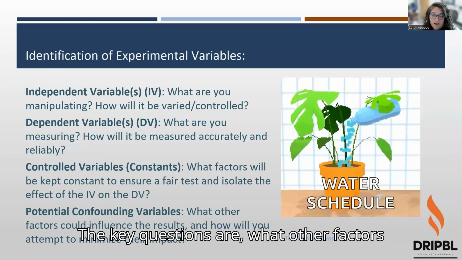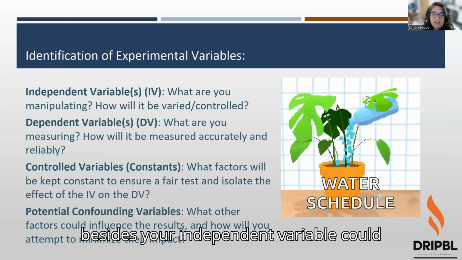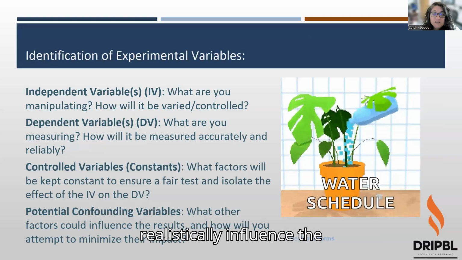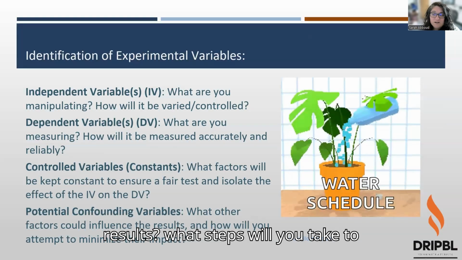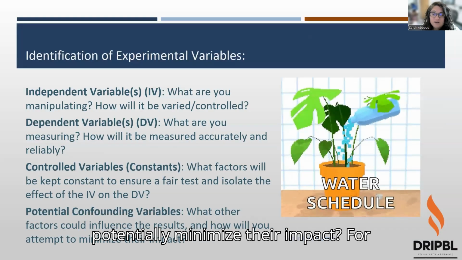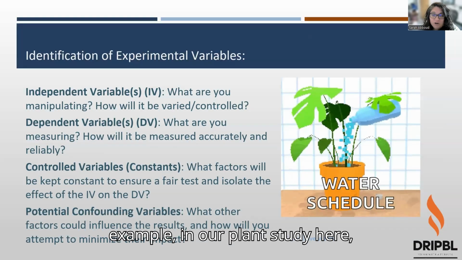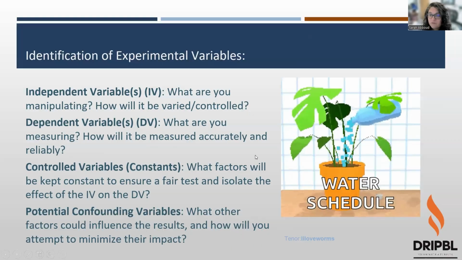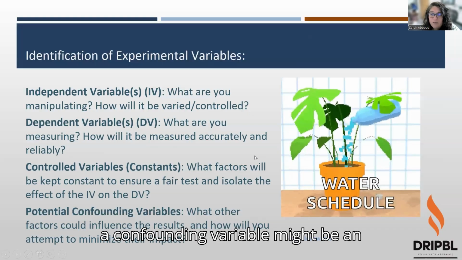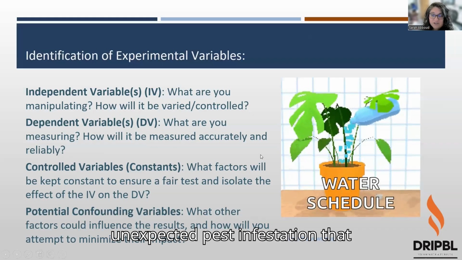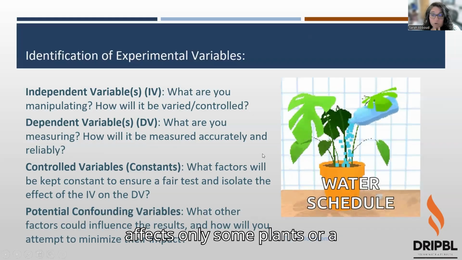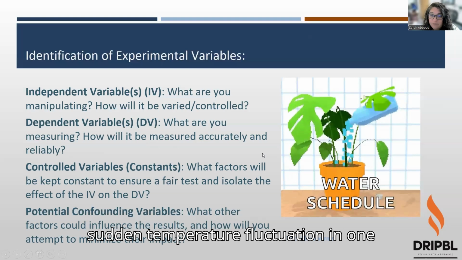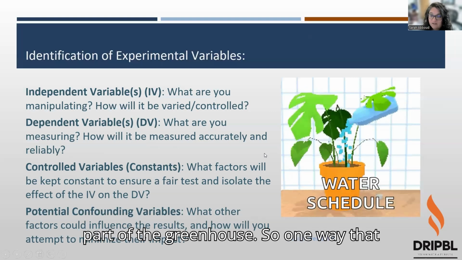The key questions are, what other factors besides your independent variable could realistically influence the results? What steps will you take to potentially minimize their impact? For example, in our plant study here, a confounding variable might be an unexpected pest infestation that affects only some plants, or a sudden temperature fluctuation in one part of the greenhouse.